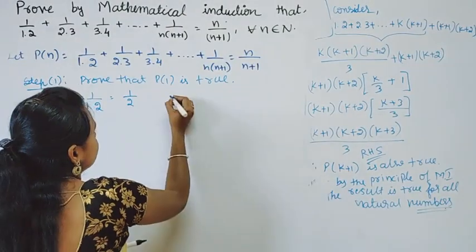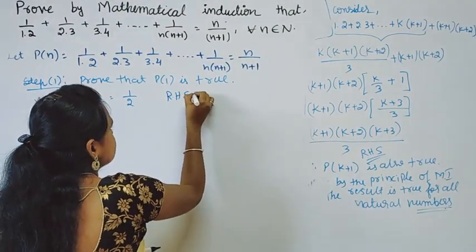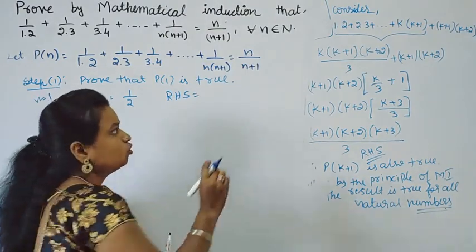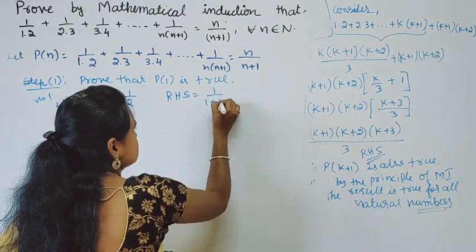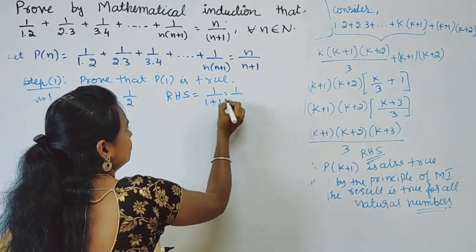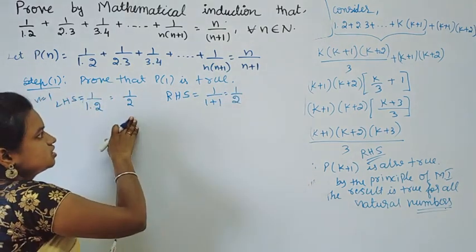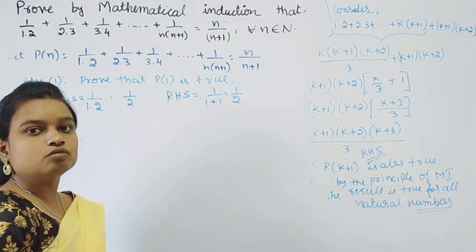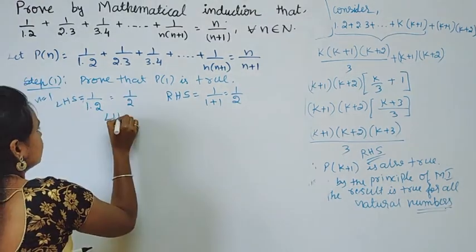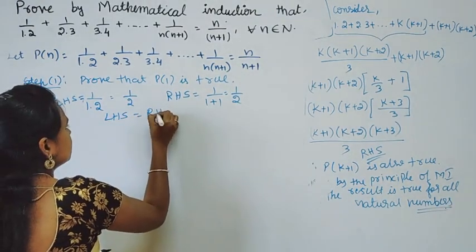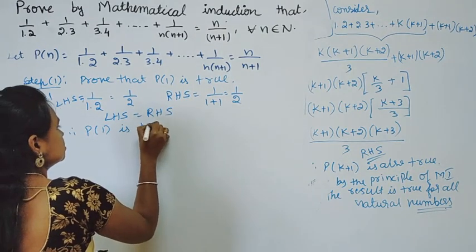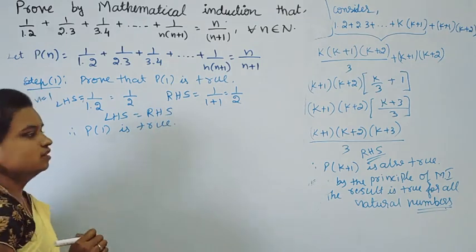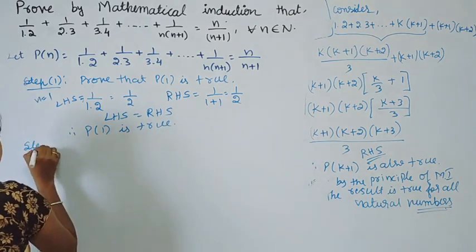So then what will be the RHS? RHS is equal to, again put n is equal to 1. So n by n plus 1 means 1 by 1 plus 1, right? So 1 by 1 plus 1 is 2. So LHS and RHS both are equal to 1 by 2. So LHS is equal to RHS. Therefore P of 1 is true. So that is step 1.